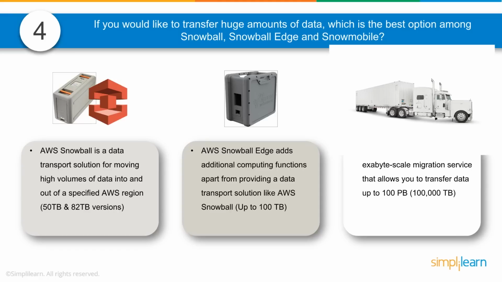AWS Snowball is a data transport solution for moving high volumes of data into and out of a specified AWS region. On the other hand, AWS Snowball Edge adds additional computing functions. Snowball is simple storage and movement of data, and Snowball Edge has a compute function attached to it. Snowmobile, on the other hand, is an exabyte-scale migration service that allows us to transfer data up to 100 petabytes. That's like 100,000 terabytes. So depending on the size of data that we want to transfer from our data center to the cloud, we can rent any of these three services.